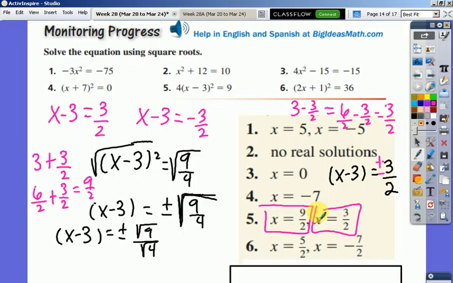Questions on number 5? Can you do something like that on the other problems? Get rid of that number in front of the parentheses first, then square root. Remember your properties of square rooting fractions. Split them up. 9 over 4. Remember your plus or minus. You have two different linear equations, then solve them.